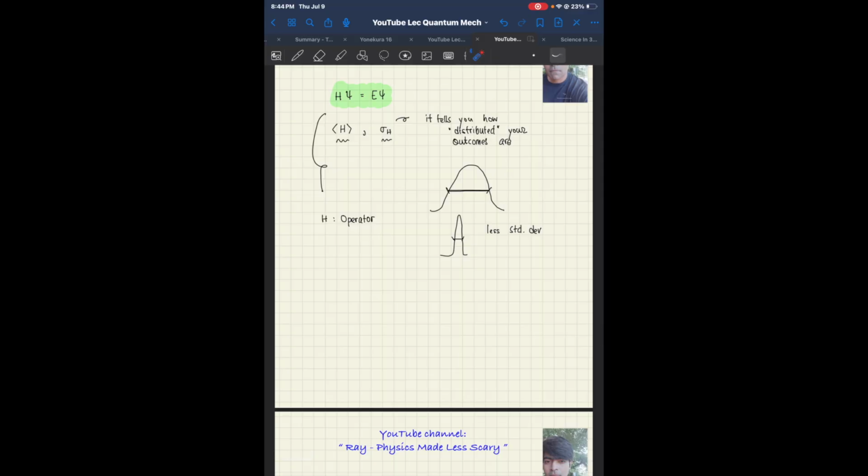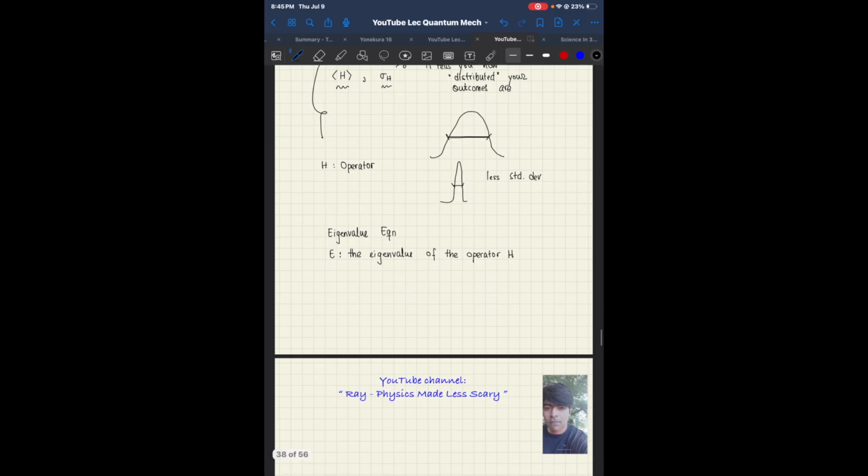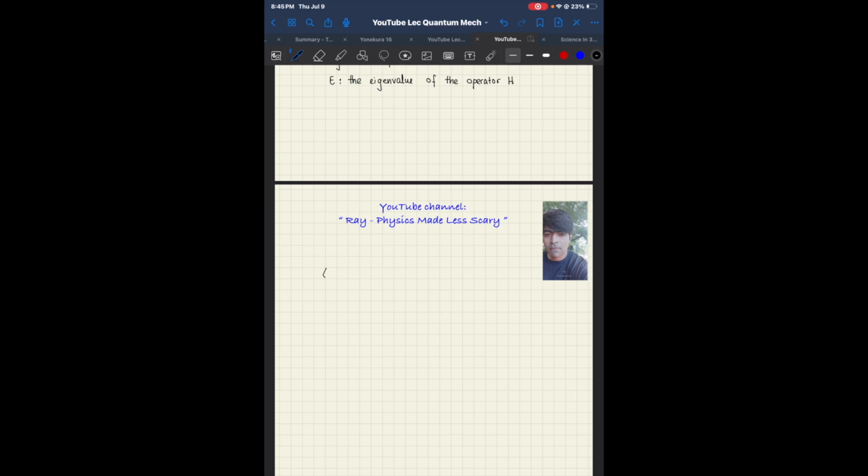So this type of equation, an operator acting on some function giving you a number times that function, is called an eigenvalue equation, and E is called the eigenvalue of the operator H, in this particular case. Great. So let's figure out the expectation value of H.